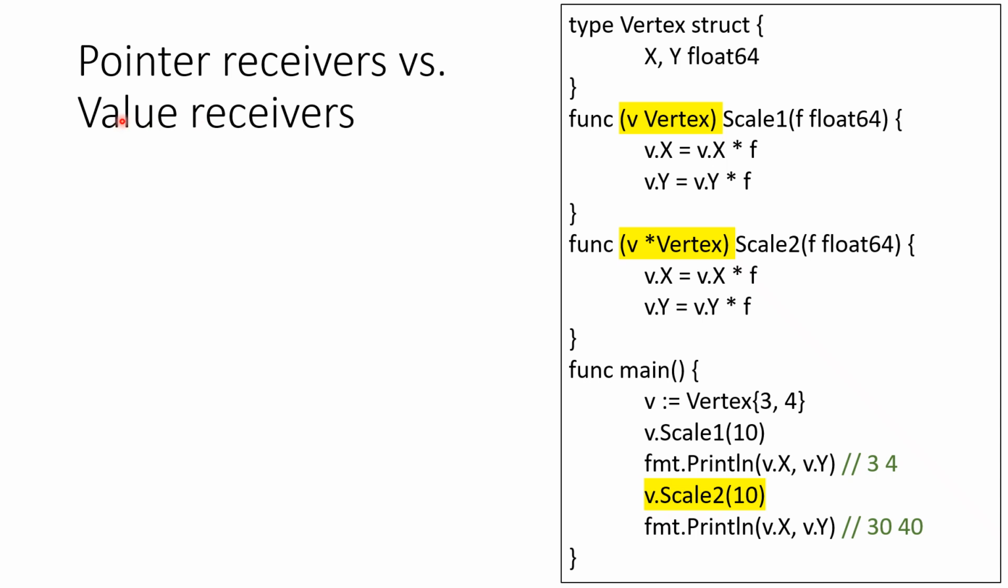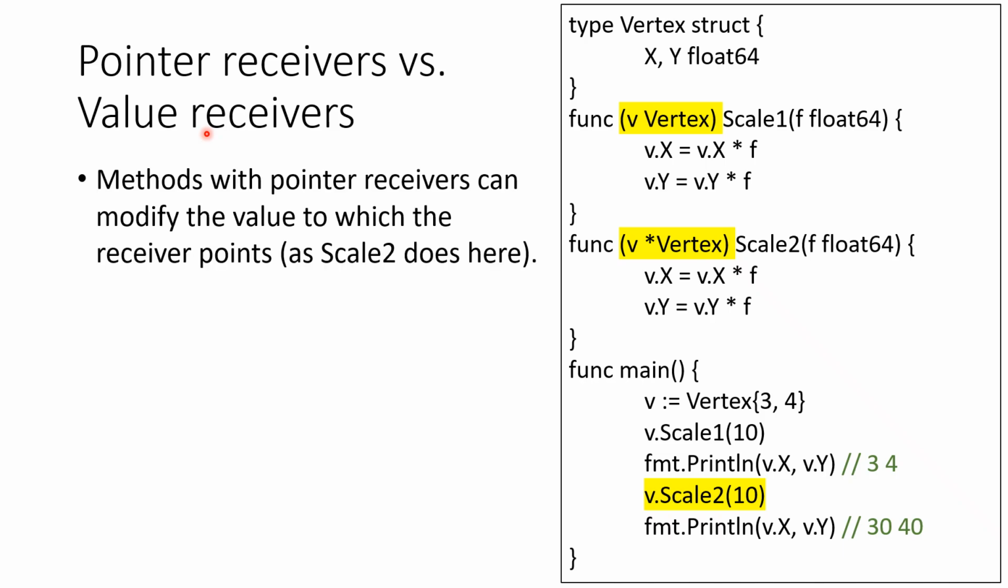There's an important difference between pointer receivers and value receivers. That is, methods with pointer receivers can modify the value to which the receiver points. But methods with value receivers do not change the value of the calling receivers.